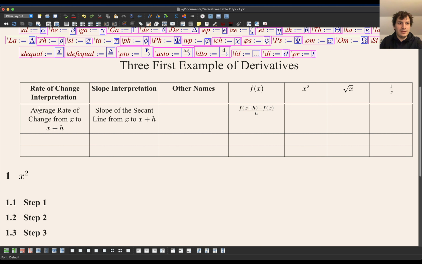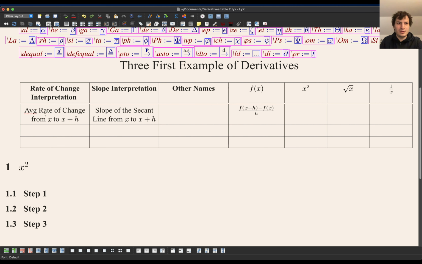Okay, let me see if I can fit this on 2 lines. Average rate of change from x to x plus h. This is also sometimes called the difference quotient, or sometimes just the dq. So there's the formula for the dq for any function f.